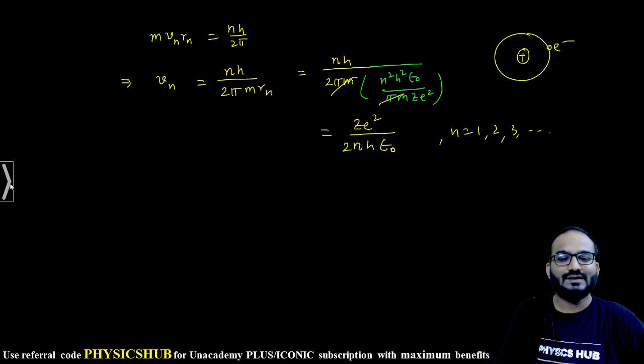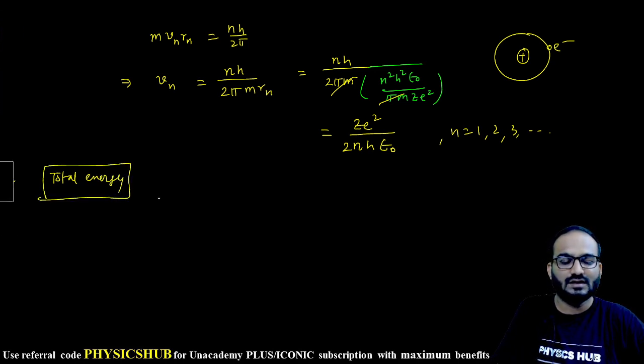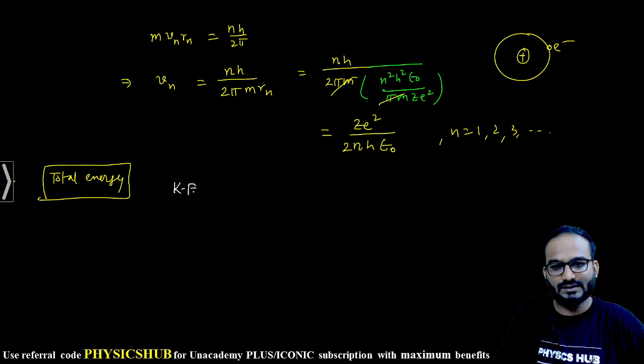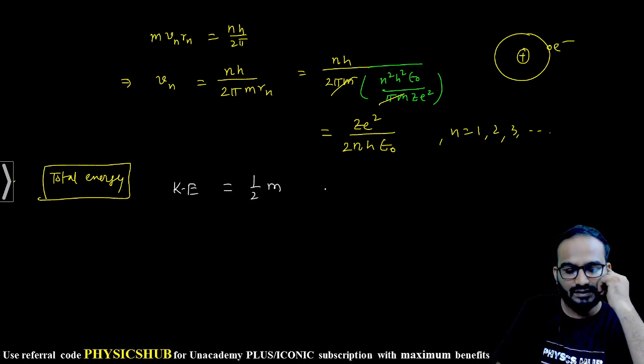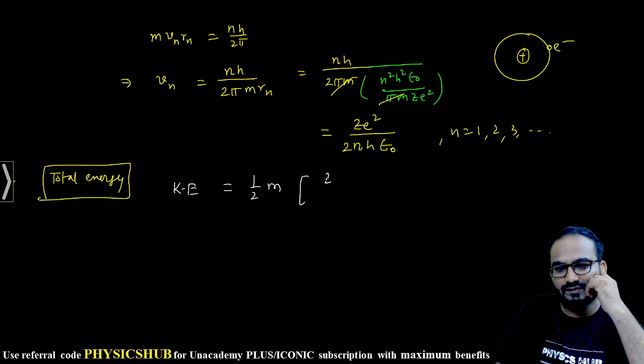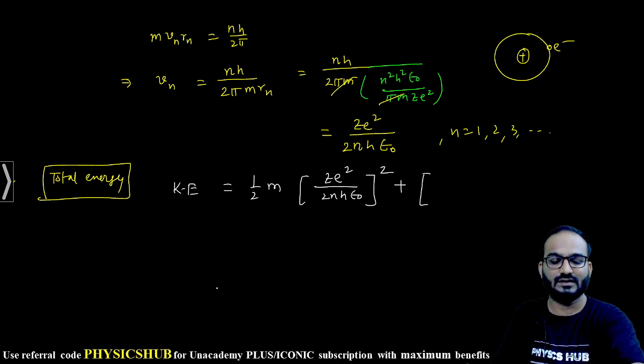Okay, let's say you want to calculate the total energy of the hydrogen atom. To calculate the total energy, what do you need to calculate? We need to calculate the kinetic energy as well as the potential energy. What will be the kinetic energy? Standard formula, half m v², meaning Vn². So v² we have got this value, Z² e⁴ divided by 4 n² h² ε₀². Okay, this is the kinetic energy, let's keep it as it is.